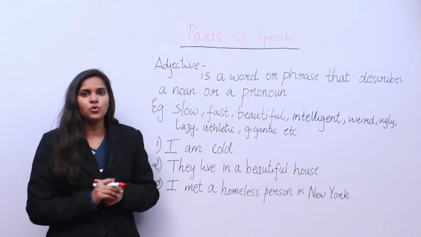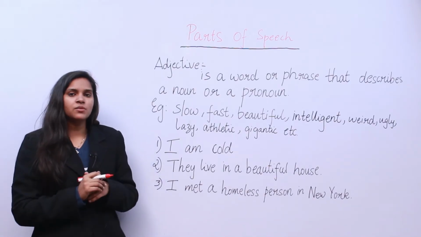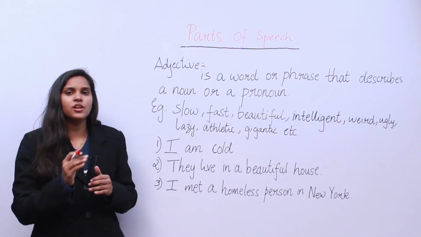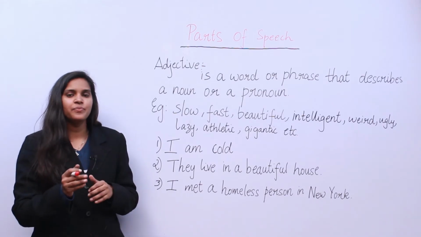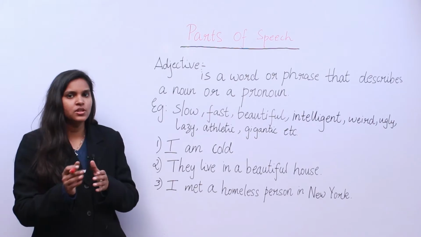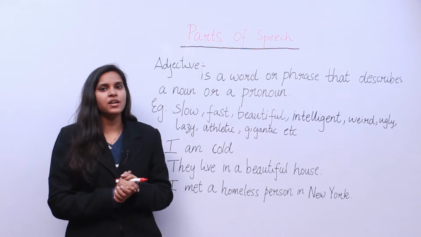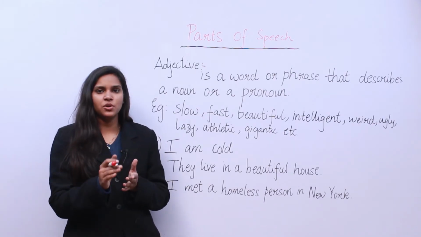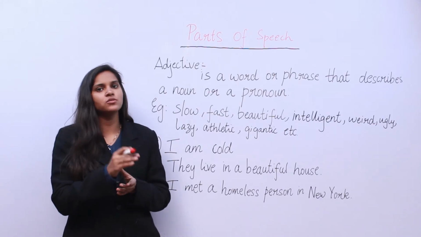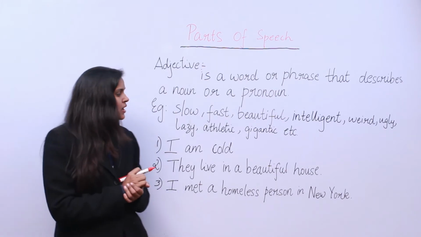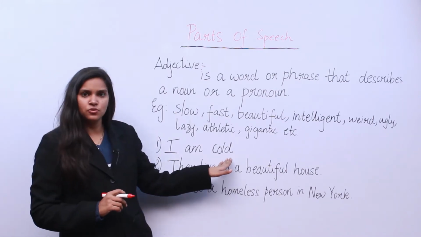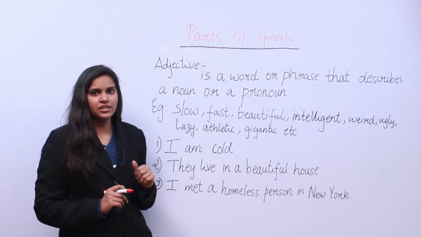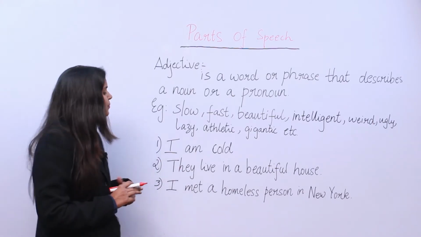When I say beautiful girl, what I'm doing is describing some additional information about the girl. That is, she is beautiful. So, beautiful becomes my adjective because it gives me additional information about my noun girl. Let's do few examples where we can identify the adjectives.